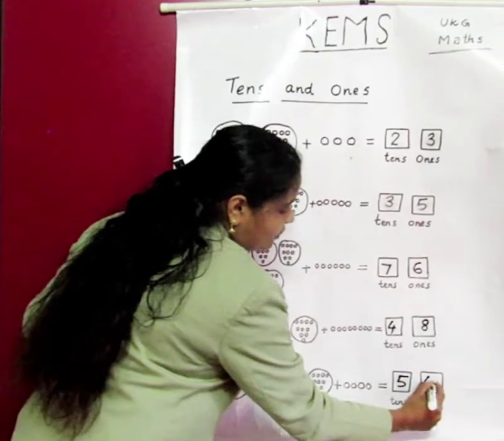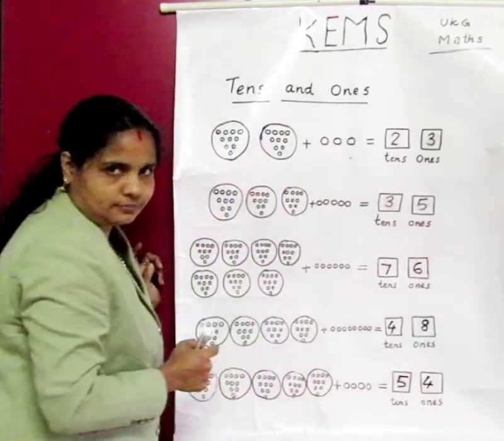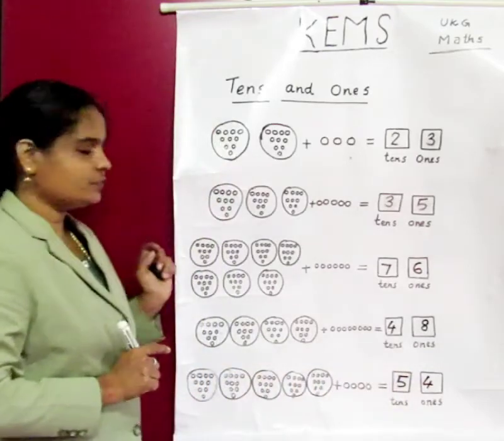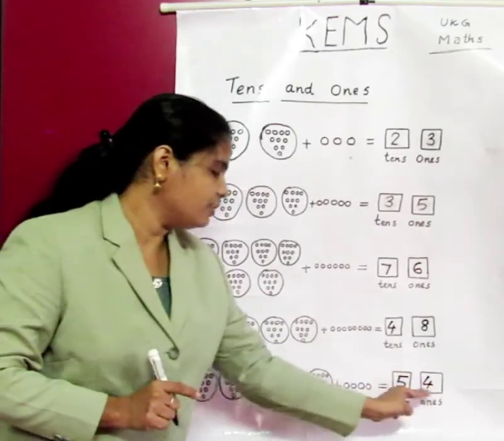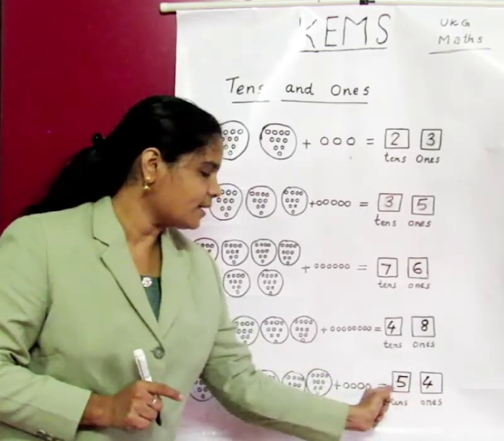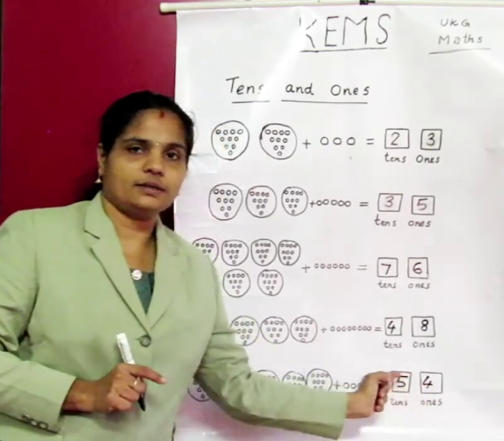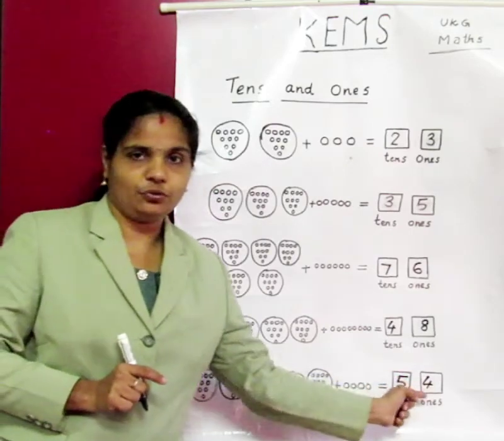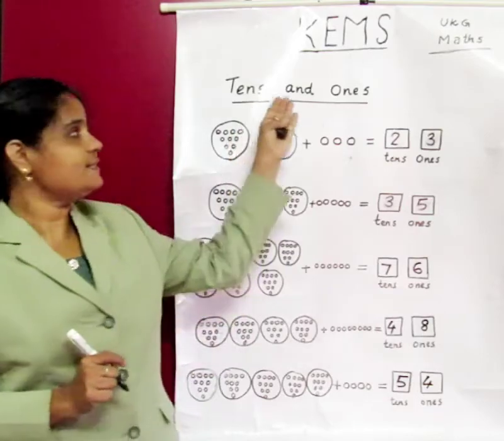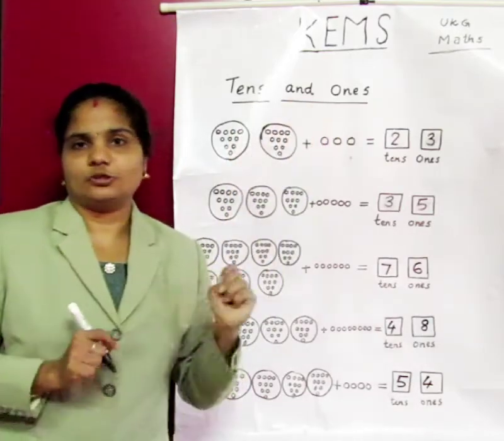So, we get the number 54. Okay. In the number 54, 5 tens and 4 ones are 54. Clear, children? So, this is the tens and ones concept.